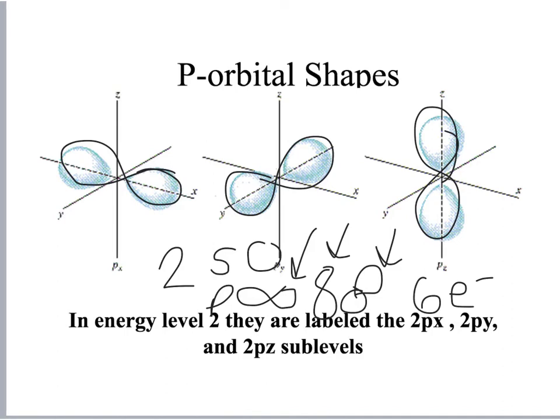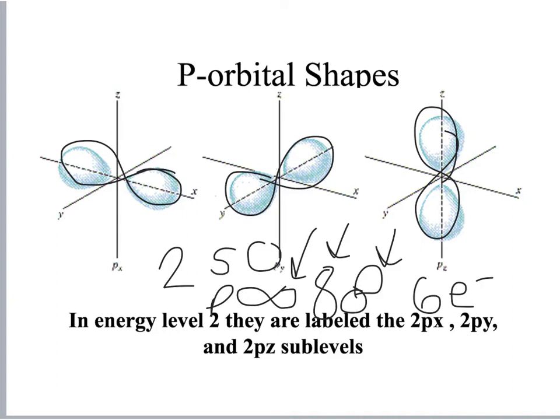p orbitals. Okay, again, why are we learning about this? Electrons have specific energies and are found in specific places. So by knowing that, we can eventually create, if you will, an address for each electron to show where they are and how much energy they have.